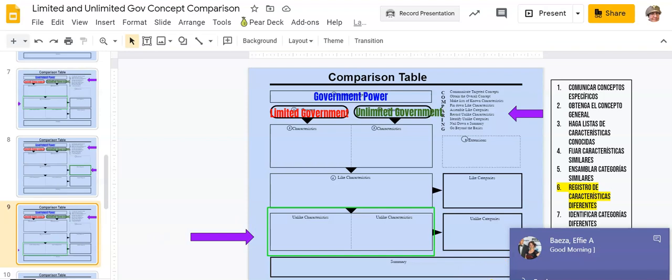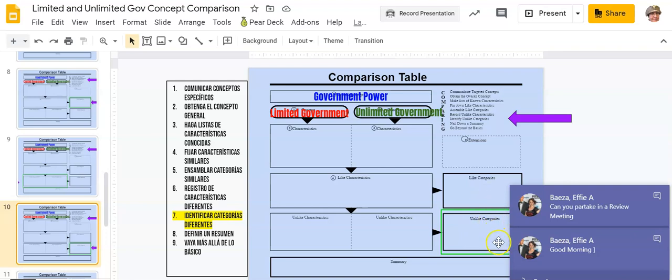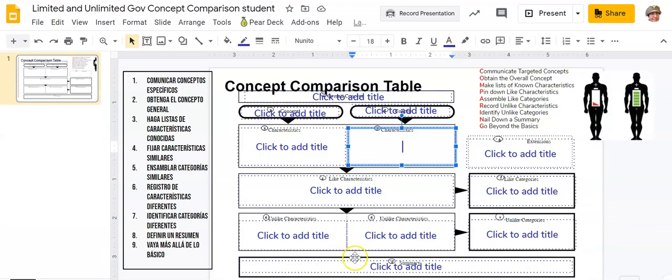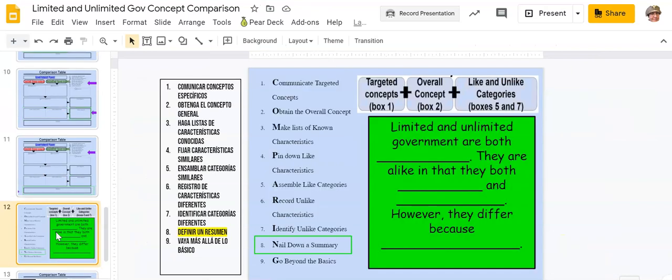Then we'll do the same thing with unlike characteristics. And then at that point, we will also make our categories. So they'll have categories here and categories here. Then we get to the big money payoff, which is the summary. At this point on their copies, the students will click to add their summary, and I'm going to give them this tool along with these sentence starters to help them write a really good summary.